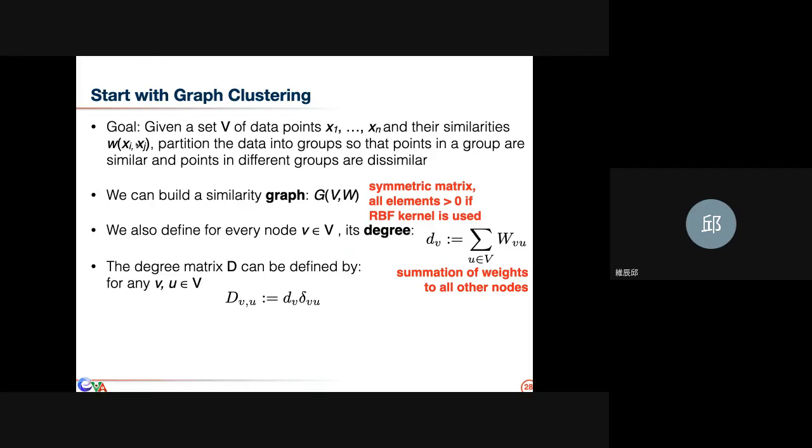So again, you are given this data set x1 to xn and their similarity W, and now you want to partition the data into groups. You can first build up the similarity graph G of V, W. Here we simply ignore E because E fully depends on W. This is just a simpler way to write it. This similarity matrix has a property: it is a symmetric matrix.